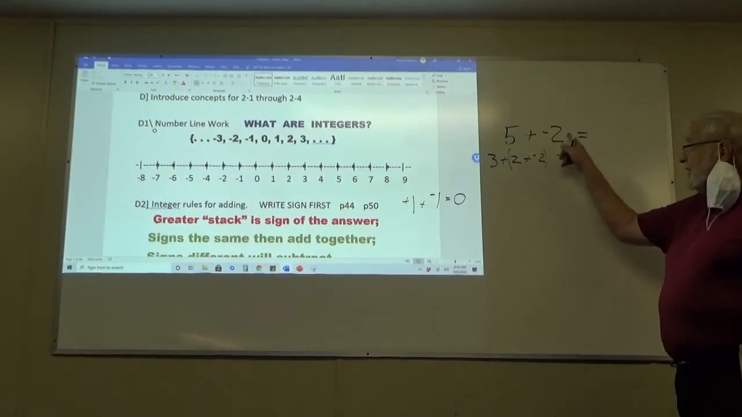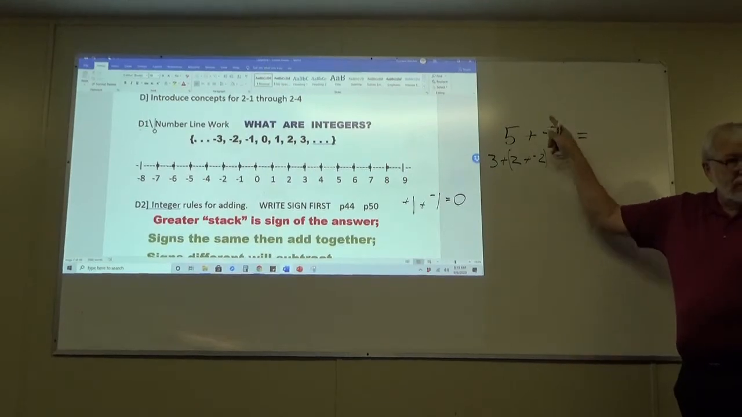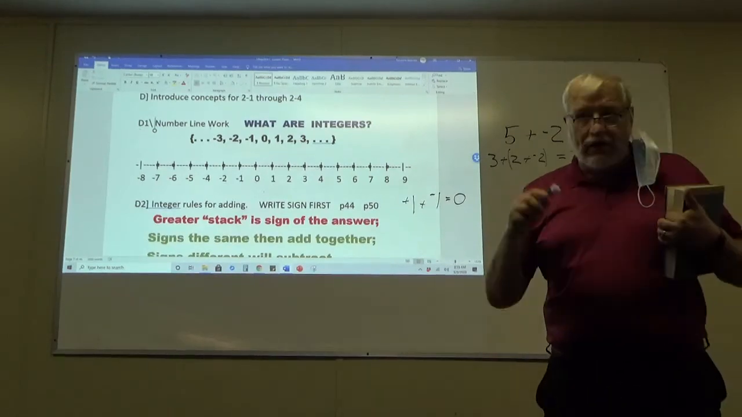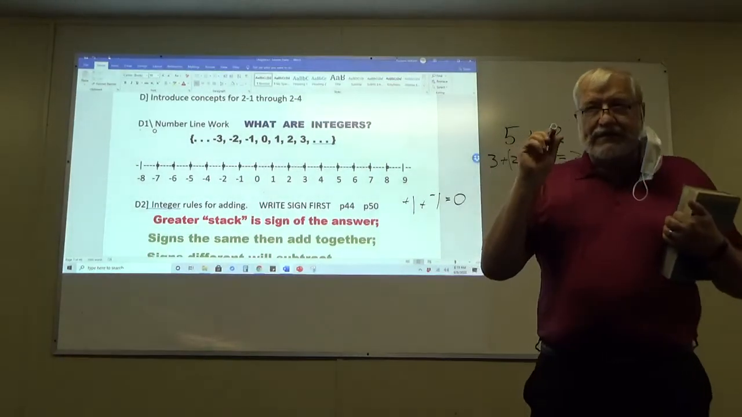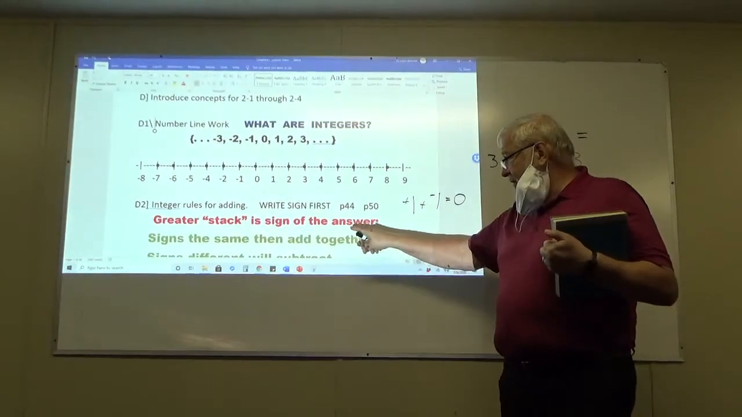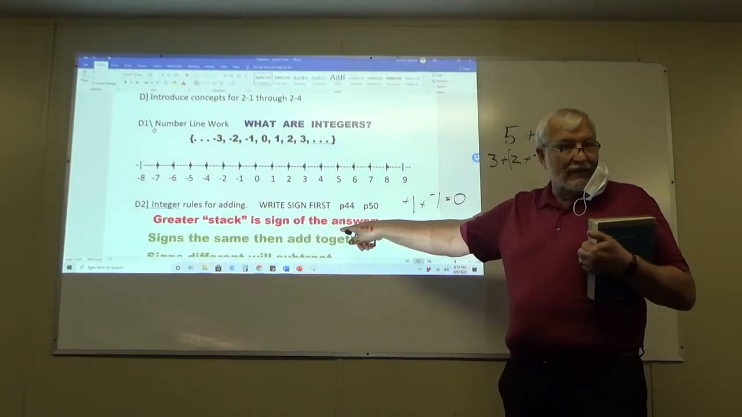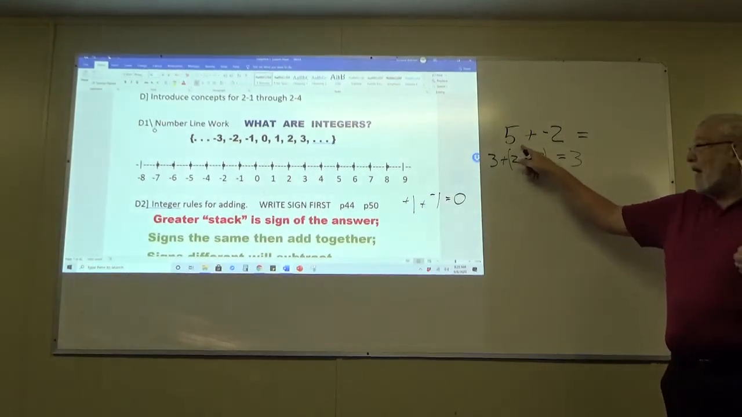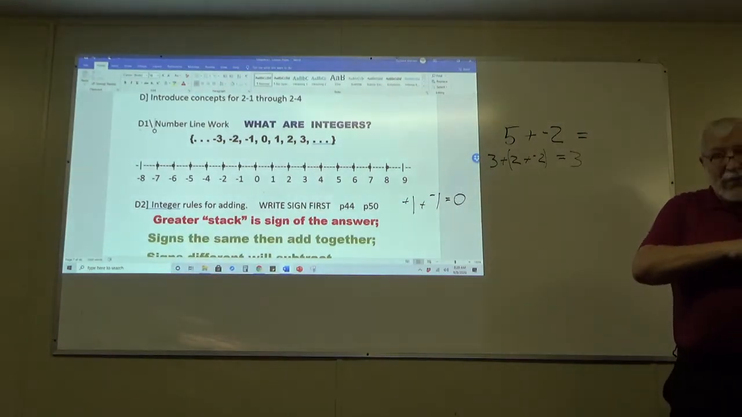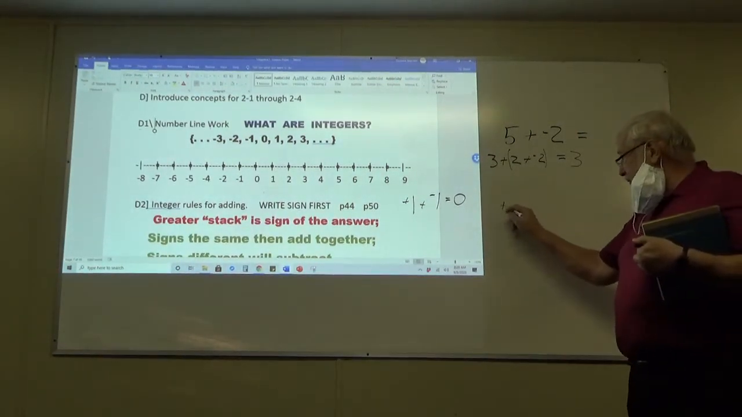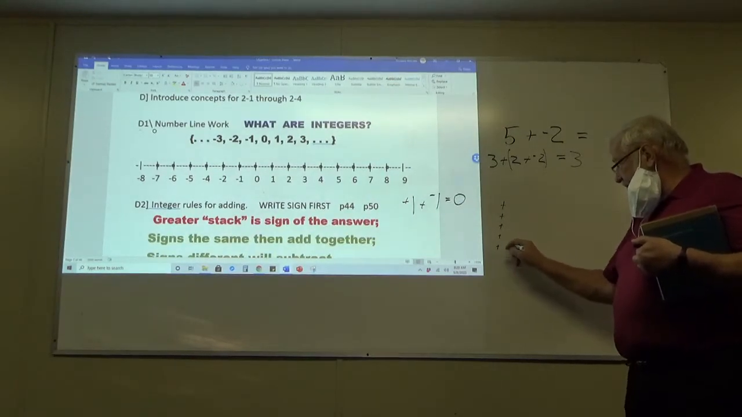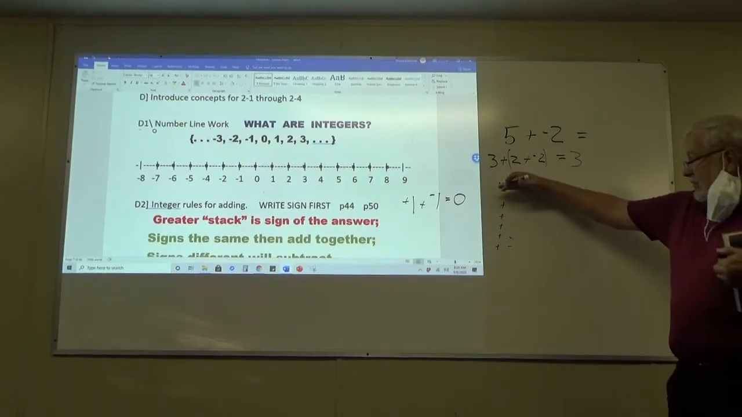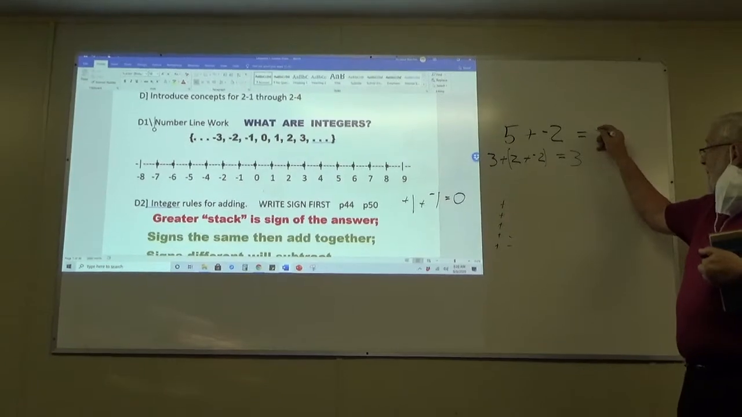All right, so if I can make 2 zeros, then what am I going to have left when I take 2 away from 5? The answer is 3. Now, what I would like you to see is that the sign of the answer is going to be the bigger stack. So in here, which stack of numbers is bigger? 5 positives or 2 negatives? 5 positives is higher because it would be 1, 2, 3, 4, 5, and 2 negatives is only that high. So this is higher, so when I add them, I'm going to have a positive something.